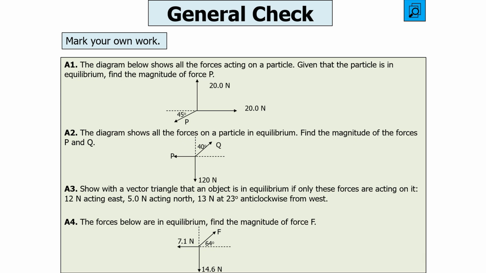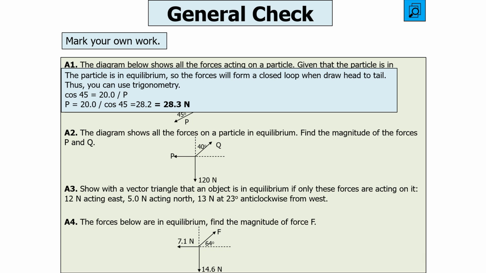Right, in this first one, you understand that the particle's in equilibrium. So you know that the forces will form a closed loop when drawn head to tail, so you can use trigonometry. So you can see that it's going to be equal to 20 over cos 45, which is 28.3 newtons. Again, for this second question, we can resolve vertically and we can resolve horizontally.